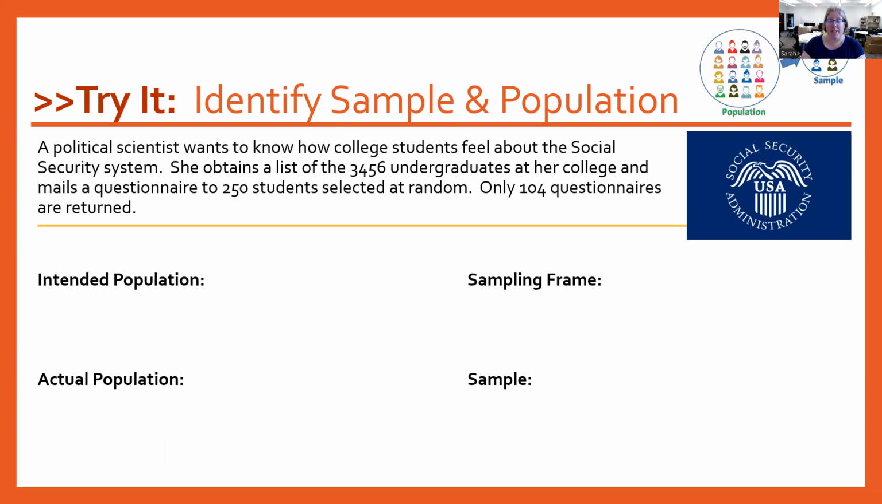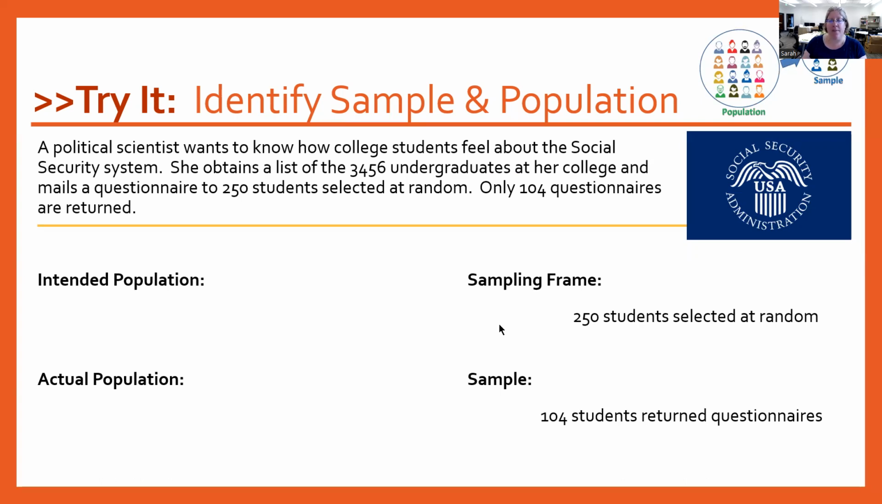All right, so I'm going to start with the sample because I think the sample is usually the easiest thing to find since it has to somehow be fairly obviously stated in the problem. So here, the people we got data from are those 104 individuals who actually returned the questionnaire. Okay, I'm going to go backwards through the list. I'm going to go up to the sampling frame, which would be the next group up. So they actually asked 250 people. And that would be my sampling frame. They only got 104 back. That's why that's my sample, but they tried to get 250 people to answer.